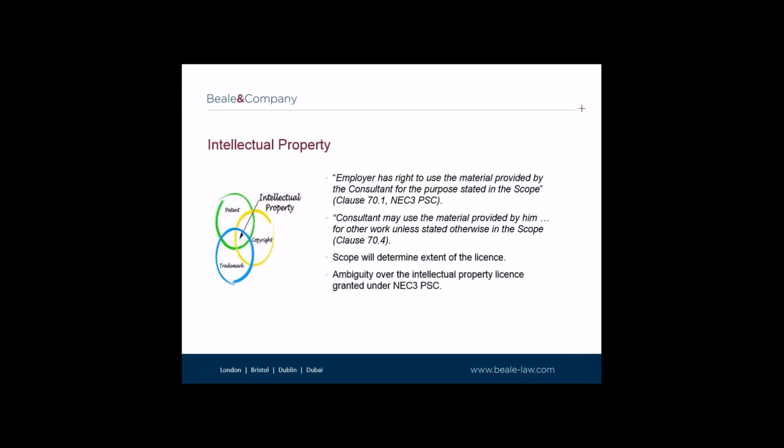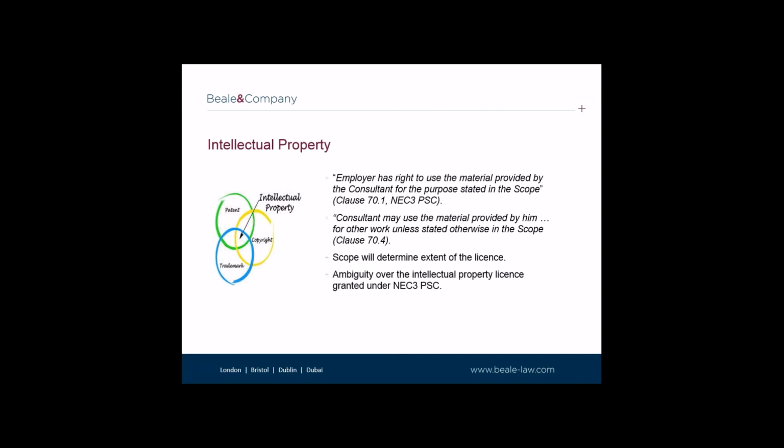As noted on the slide, the extent of the IPR license will depend on the employer's right to use the material as stated in the scope. In my view, there is the potential for much ambiguity with this provision. For example, the extent of the employer's use of the material is rarely stated in the scope. And what does this clause actually mean where no purpose is stated? This is one reason why this clause is commonly amended in the PSC.